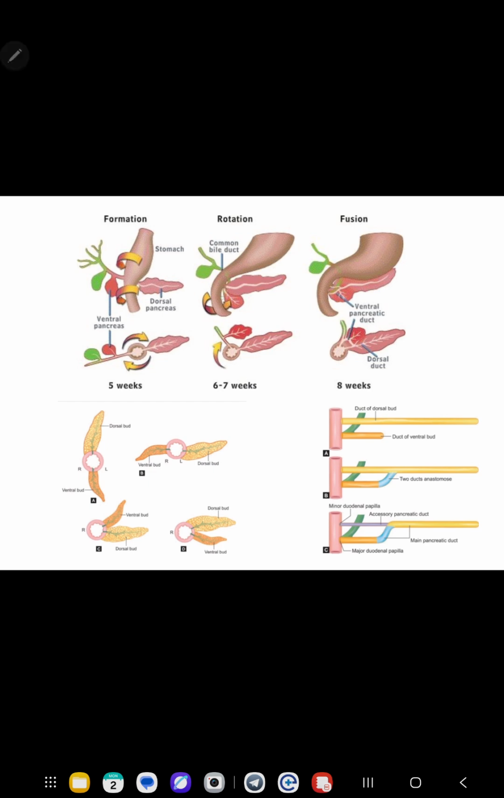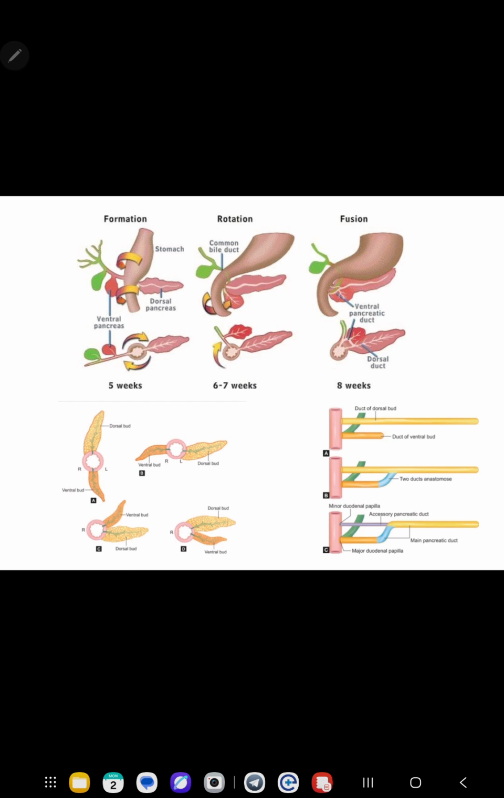Now there will be rotation due to the differential growth of the duodenum, so that the ventral pancreatic bud rotates and comes towards the left, below the dorsal pancreatic bud, and later the two pancreatic buds fuse. The ventral pancreatic bud gives rise to the inferior part of the head and the uncinate process, whereas the superior part of the head, neck, body and tail is formed by the dorsal pancreatic bud.